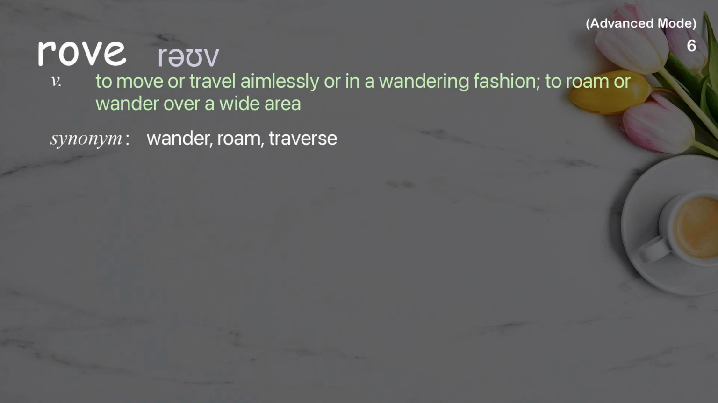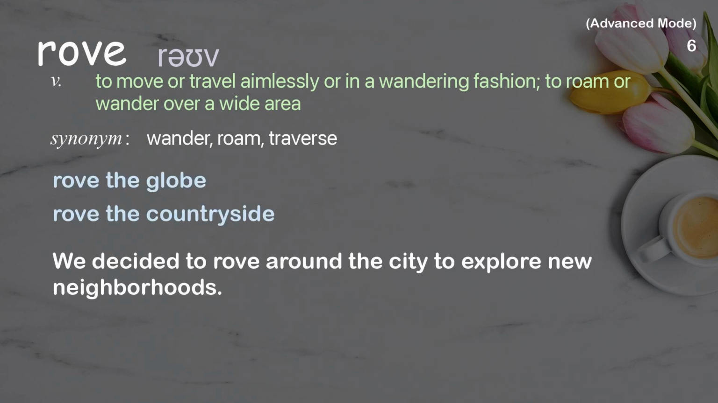Rove. To move or travel aimlessly or in a wandering fashion, to roam or wander over a wide area. Examples: Rove the globe. Rove the countryside. We decided to rove around the city to explore new neighborhoods.